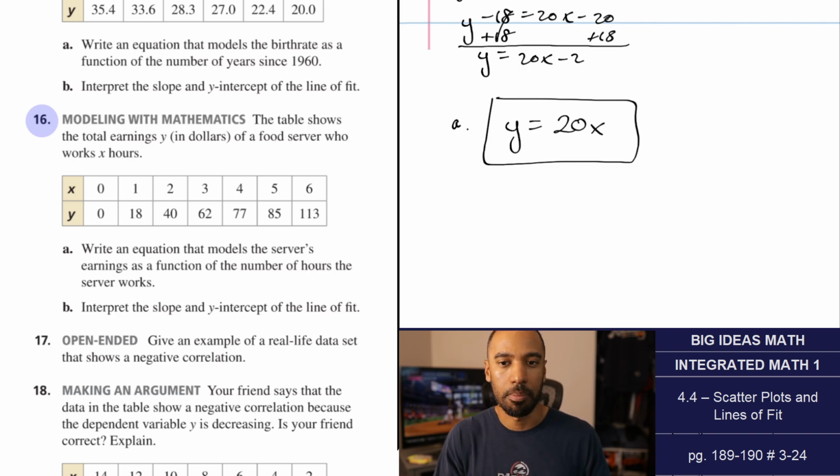Now, this was all about, the table shows the total earnings in dollars of a food server who works x hours. You work more hours, you make more money. Because you can't make negative money by not working any hours, so I don't want to interpret it that way.